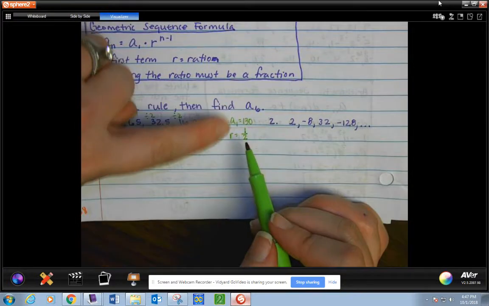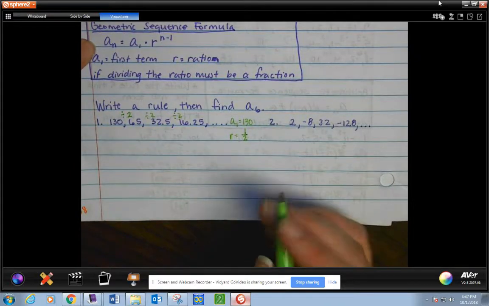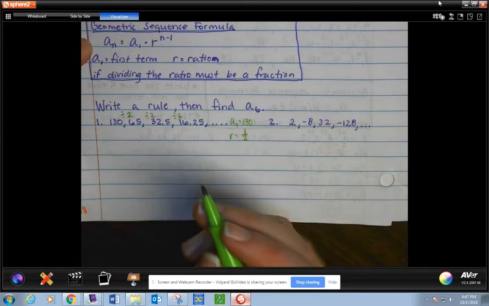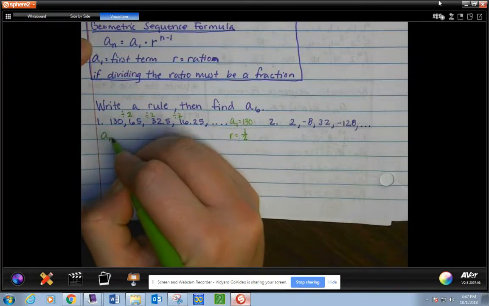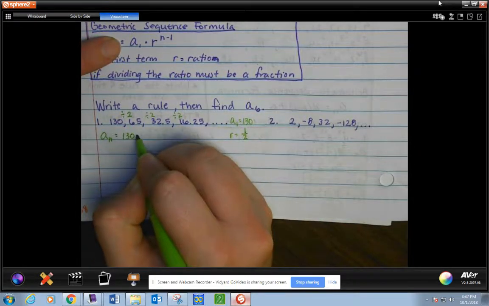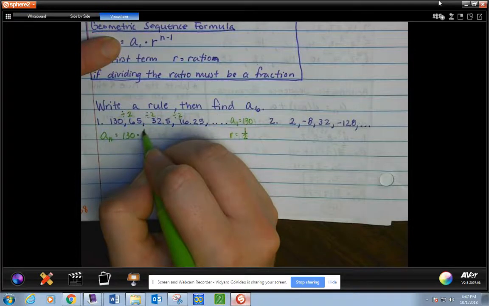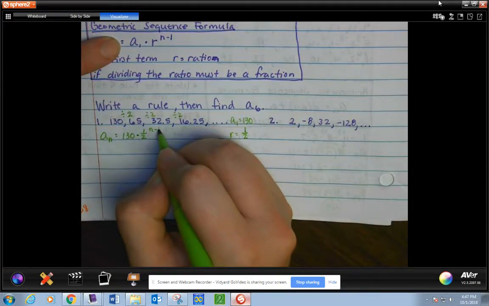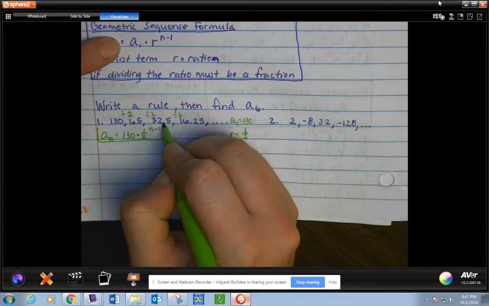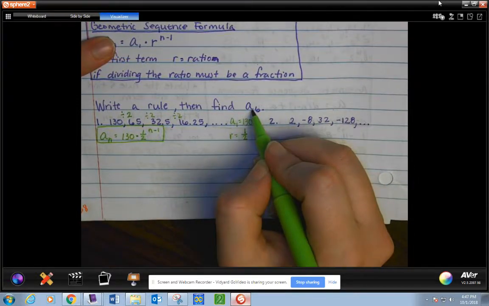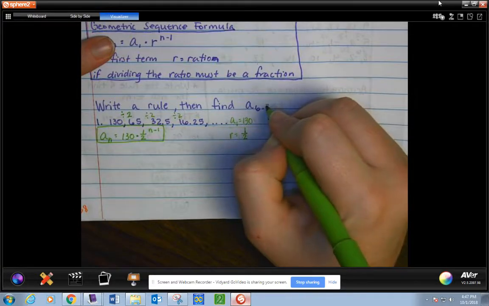Now I just take the two things that I found and I plug them into this formula up here. Remember, it says write a rule, then find this. So I'm going to keep a sub n equals, my a sub 1 is 130, put a times sign. My ratio is 1/2, and I keep n minus 1 in the power position. That is your rule. I don't need you to simplify. I don't need you to do anything. I just need you to put that in. That's your rule.